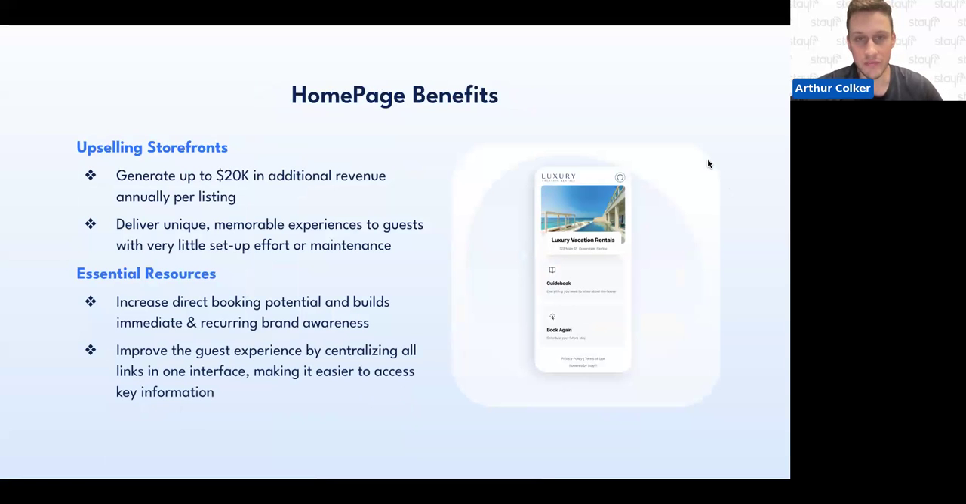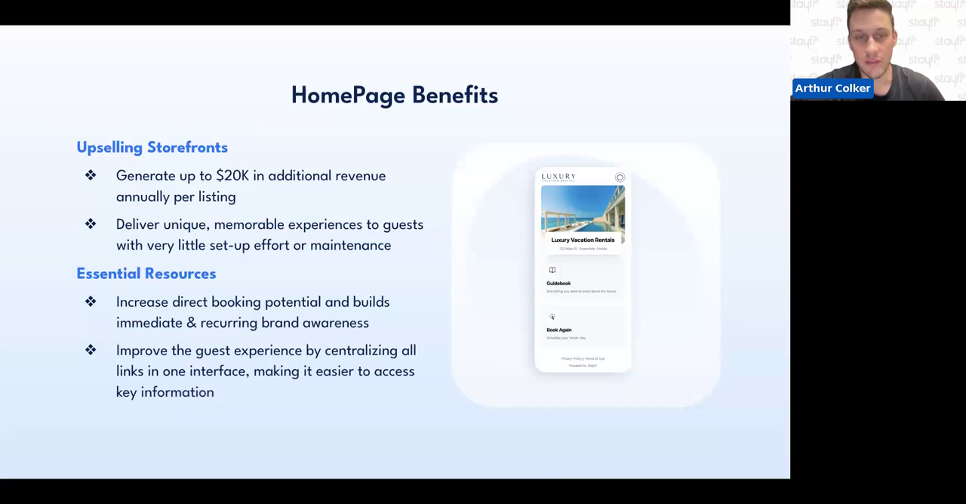What are some benefits we've seen from our beta test of homepage? We have customers that are on track to earn up to $20,000 in additional revenue annually per listing. That's obviously from selling primarily their own goods and services, things like stay extension, late checkout, early check-in. Obviously, you'll earn less revenue when you sell goods and services from third parties, where you just get an 8 to 15% rev share.